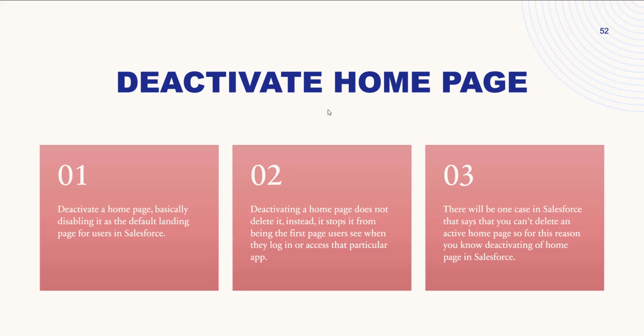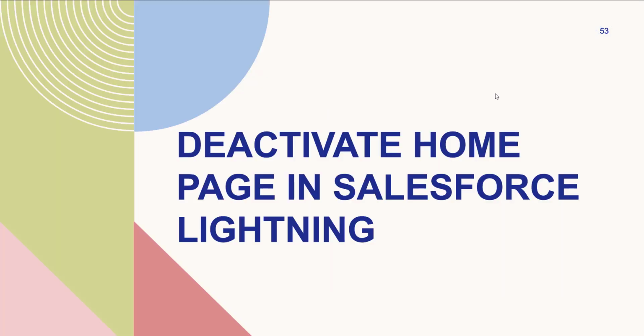You all know that we have multiple home pages, and there may be cases where we want to switch from the default home page to another home page. At that time we also need to deactivate the previous page, or you can say we remove the previous page and activate the new one. So we also call this process the removal of a home page. Okay, so now let's proceed and learn how to deactivate the home page in Salesforce Lightning.